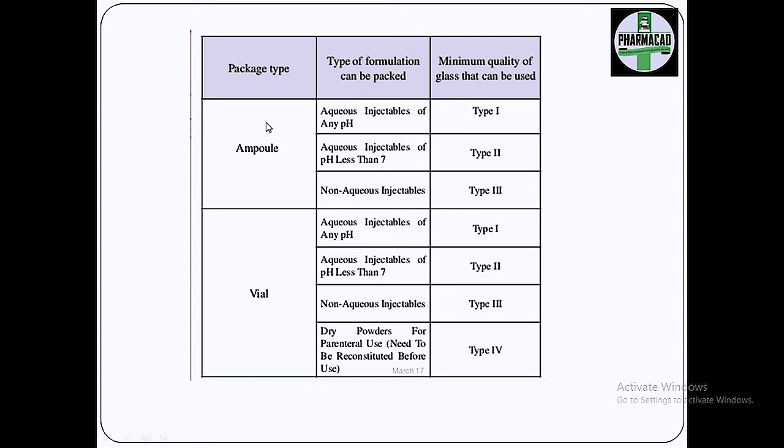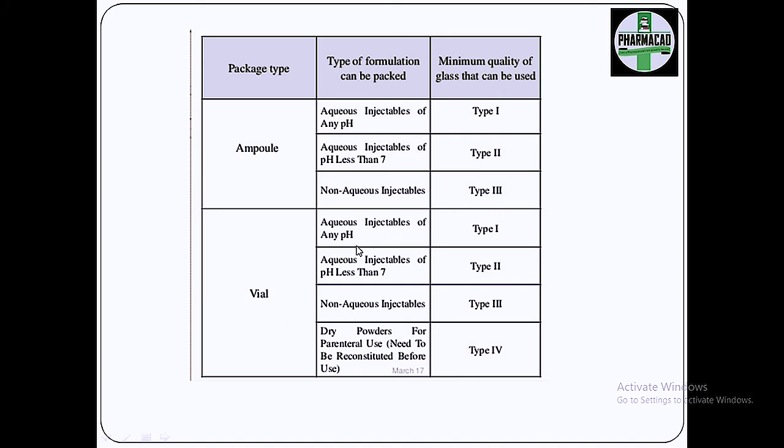Then this is what I was talking about, the package type. It can be ampoules or vials. For ampoules, type 1, type 2 and type 3 can be used. Like the first 3 can be used, because with type 1, aqueous injectables of any pH can be used. If the aqueous injectables are of pH less than 7, then type 2. If it is a non-aqueous injectable, then it is type 3.